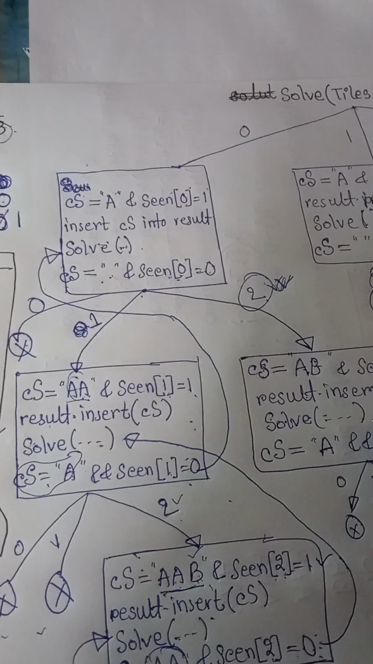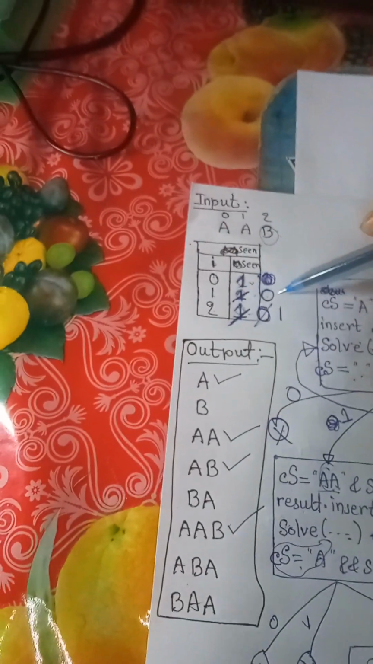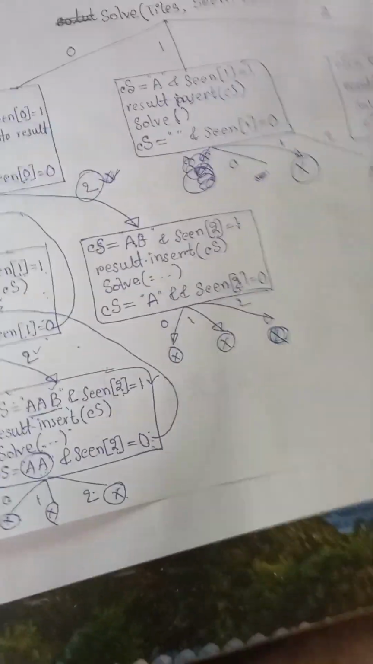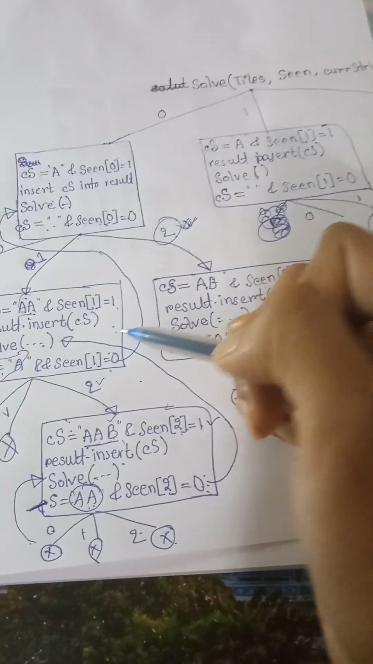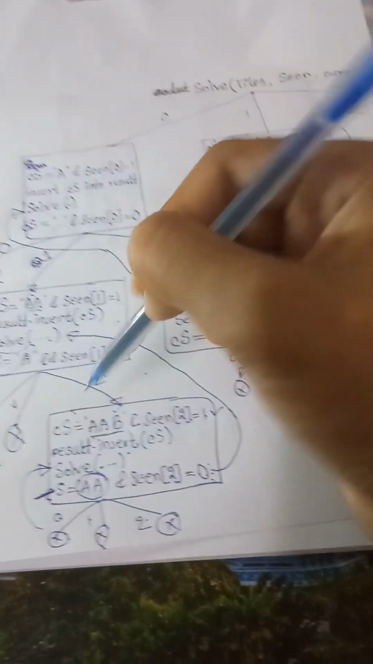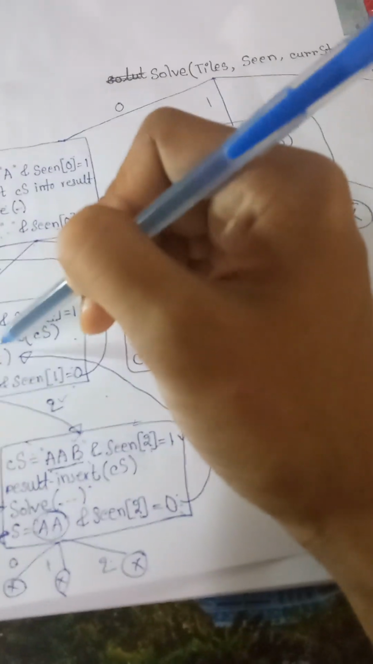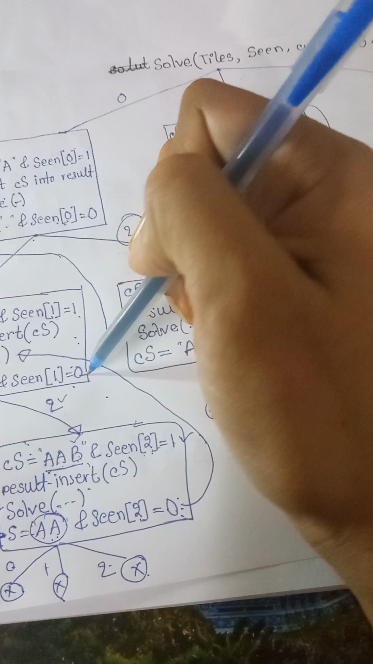Solve I will call, and here you can see 0 is already seen, it is 1, the 1 think 1 is also already seen and 2 is also already seen. I think I have made a mistake here, because when I am calling backtracking to this, the seen 1 is 0.